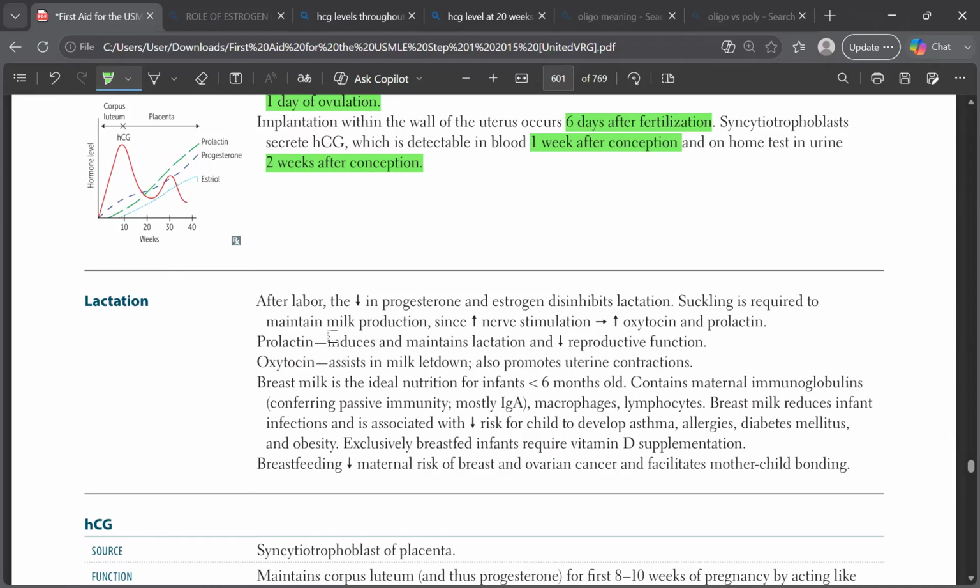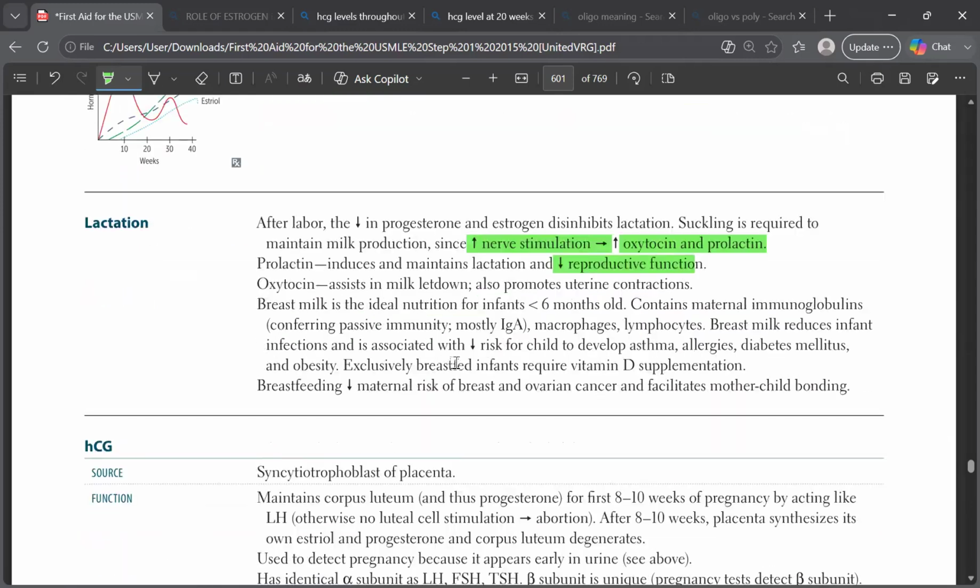Suckling is required to maintain milk production since increased nerve stimulation causes increased oxytocin and prolactin, in which prolactin induces and maintains lactation and decreases reproductive functions. And oxytocin assists in milk letdown, and also promotes uterine contractions. So this one is a positive feedback reflex in which oxytocin causes uterine contractions and milk letdown.